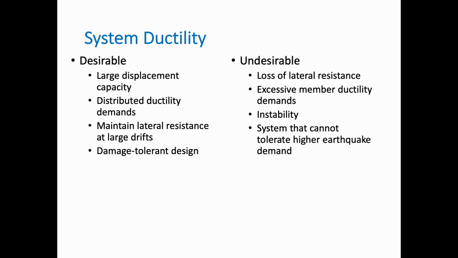The undesirable things are the loss of lateral resistance, which we'll see some examples of later on and how to avoid that. The excessive member ductility demands: the members have a limited ductility capacity, so if we overload a member and seek excessive ductility, we may fail the member. Also the instability, and a system that cannot tolerate a higher earthquake demand. So these are the system ductilities.